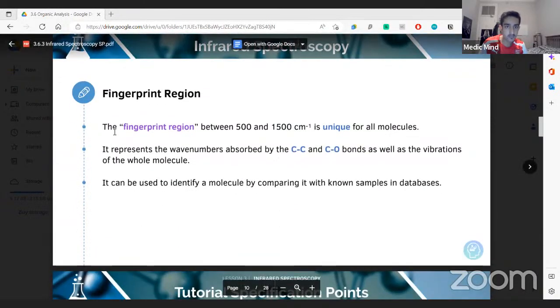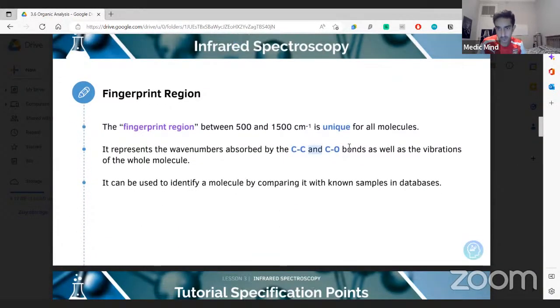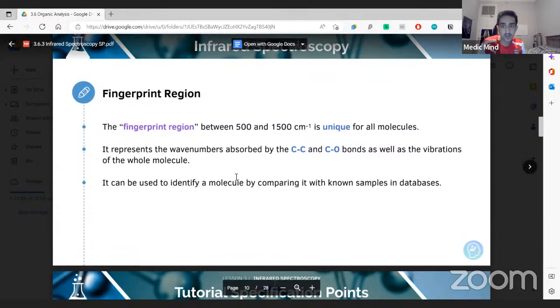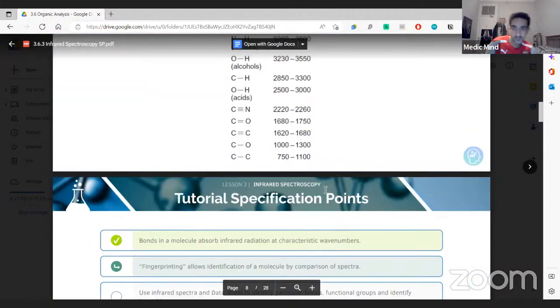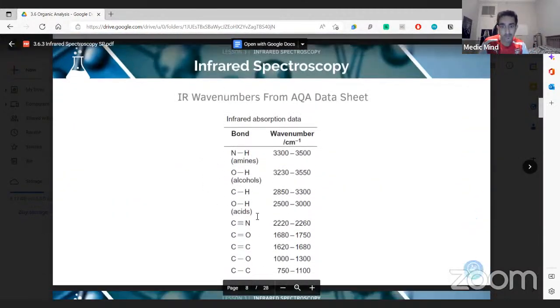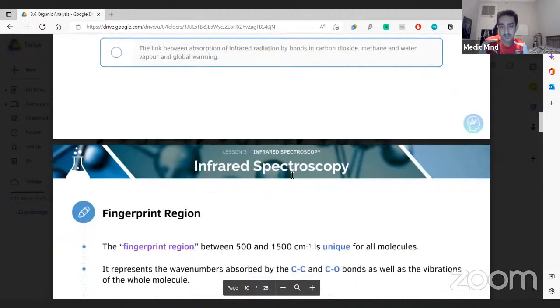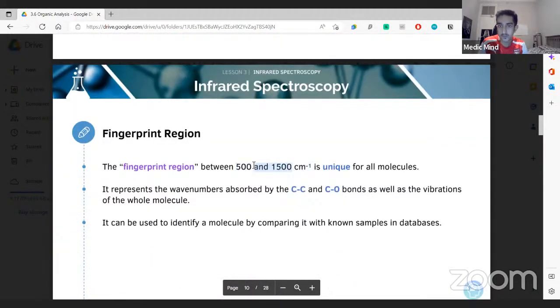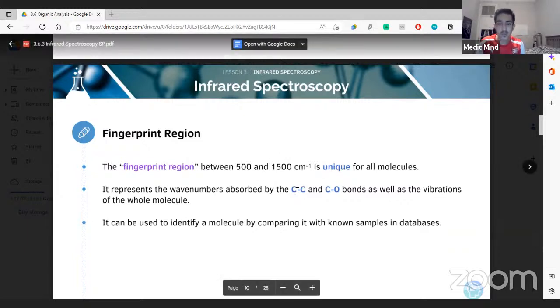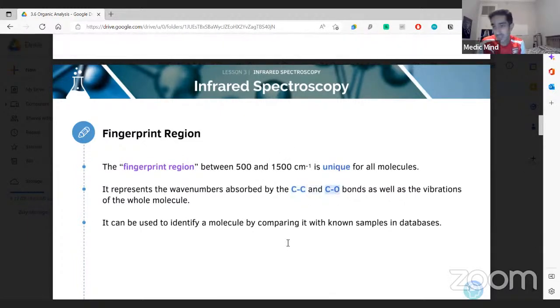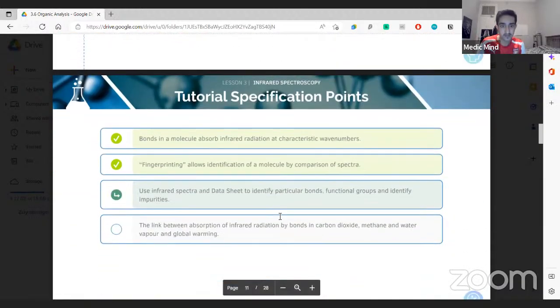Okay, the fingerprint region is unique for all molecules. So you can't really use the fingerprint region to identify functional groups, which is why you'll notice that most of these functional groups are beyond that fingerprint region. Although it is useful for identifying the length of molecules, you won't need to do that because NMR spec will give you that. But the fingerprint region will help you identify carbon-carbon and carbon-oxygen bonds.